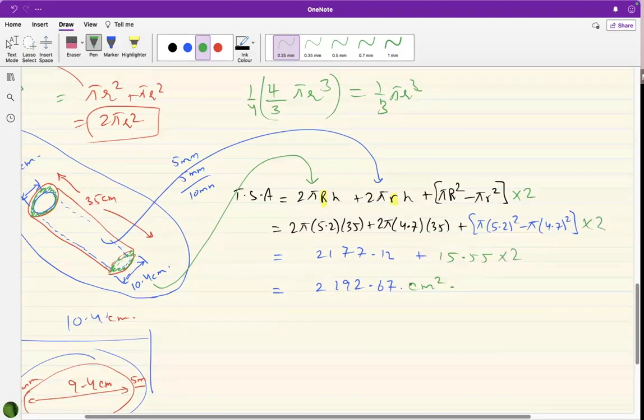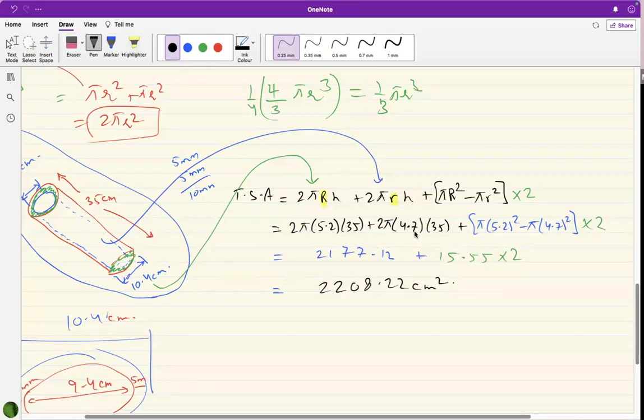So into 2, into 2. 77.12 plus 15.55 into 2 is 2208.22 centimeters square. What was your answer? 2485.8.